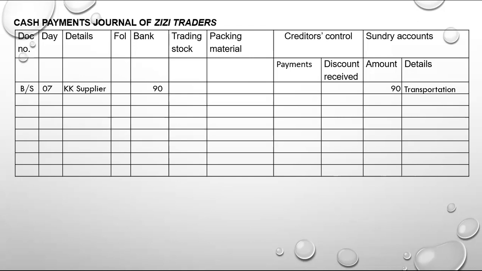What if it was transporting trading stock from us to the customer? That is a delivery cost, guys. So we are going to put it under transportation cost. Even though we are transporting trading stock, it's not to us, it is to the customer. So that is just transportation cost, and it won't be included under trading stock. It'll only be included under trading stock if it was the cost of transporting trading stock from the supplier to the business, to us, ZZ Traders. Okay? Let's continue.